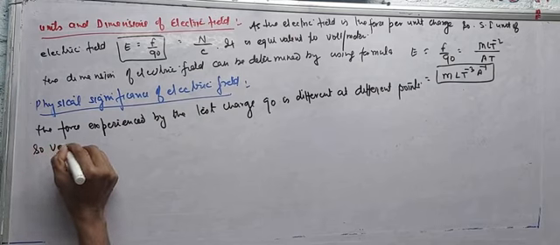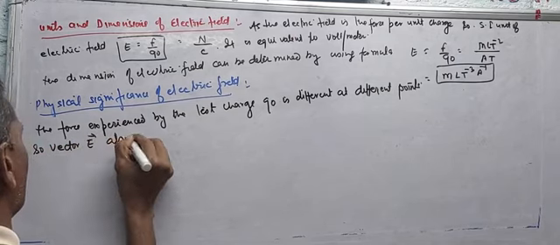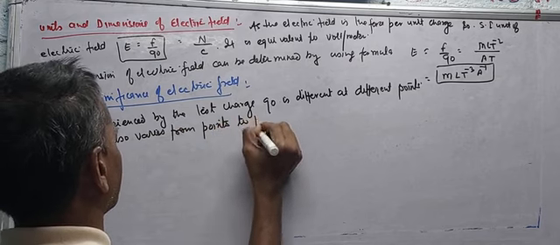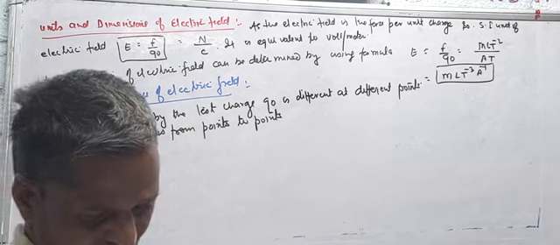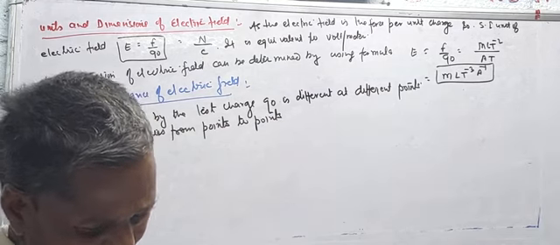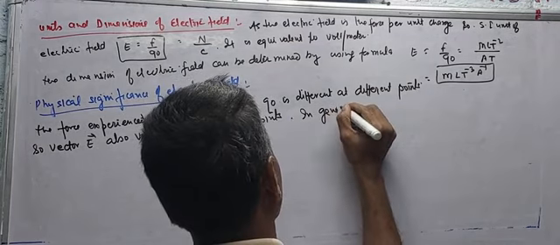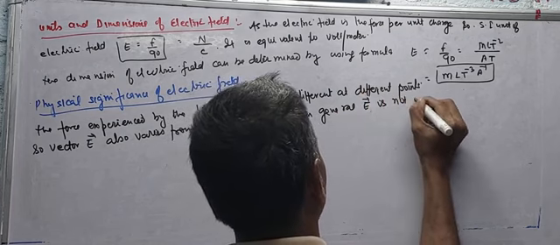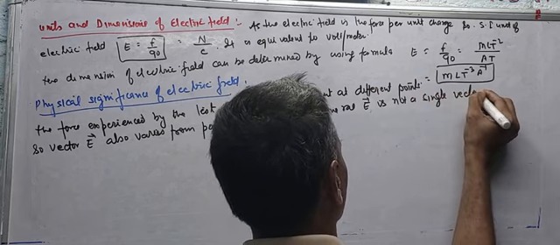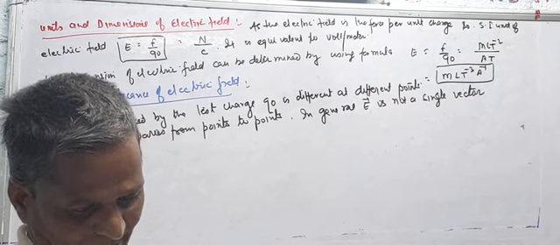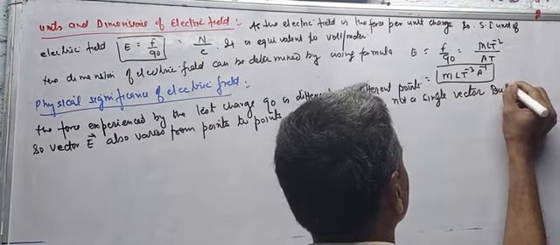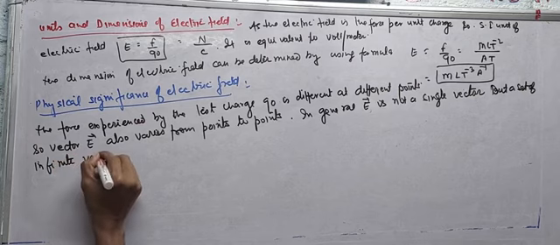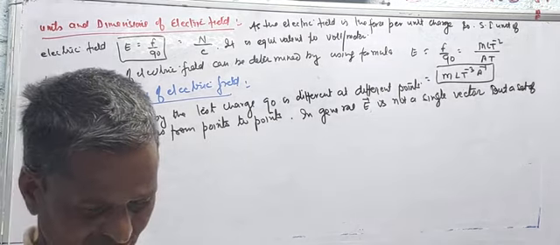In general, vector E is not a single vector but a set of infinite vectors.